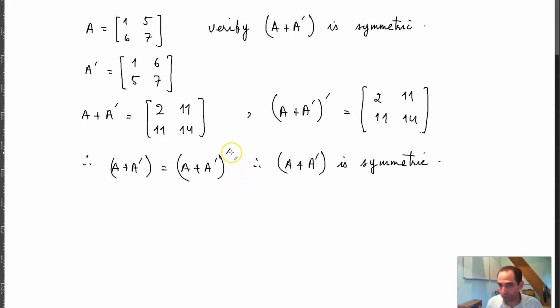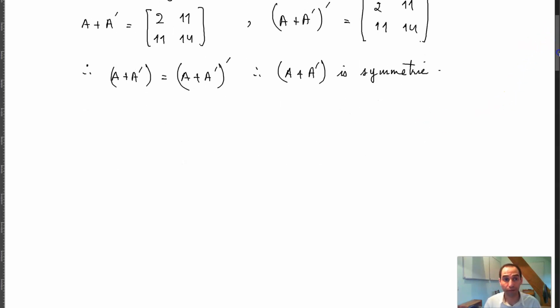And also you want to verify that A minus A prime is skew symmetric. And of course this was one of the theorems that we proved, right? So then what we have here is A is a matrix 1, 5, 6, 7, and you want to verify that A minus A prime is skew symmetric.